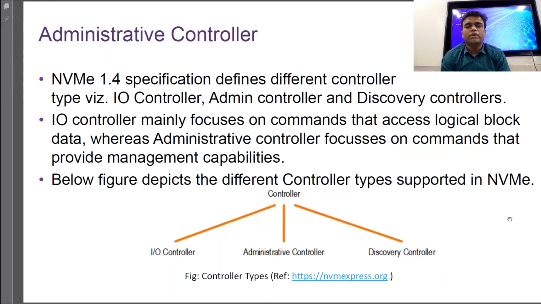So these all fall under the IO controller category, whereas the commands which deal mostly with management capabilities fall under the administrative controller. To give an example, we have get log pages. Some of the log pages under get log page and some of the features under set features or get feature can be sent by the administrative controller. But IO commands like read, write cannot be sent by the administrative controller because they'll be prohibited. As you can see, here is a depiction from the NVMe 1.4 specification of the different types of controllers.